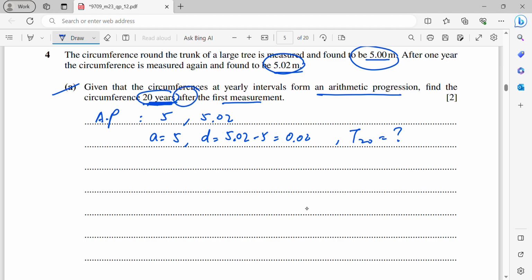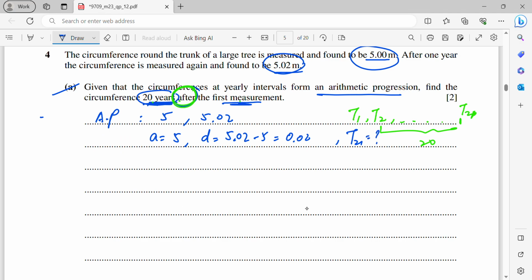20 years after the first measurement, which means, let's say this is the first measurement, A. I will write, this is T1. That will be better. So T1 is the first term, T2 second term, and so on. Now it's measured 20 years after the first measurement. That means here is going to be 20. So the 20 is after the first, which means you need to find this is T21. So it is not T20. Alright, please take note on this.